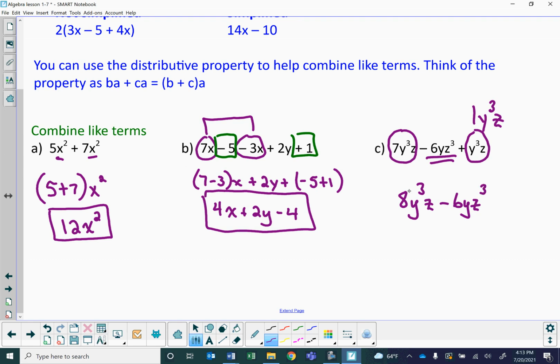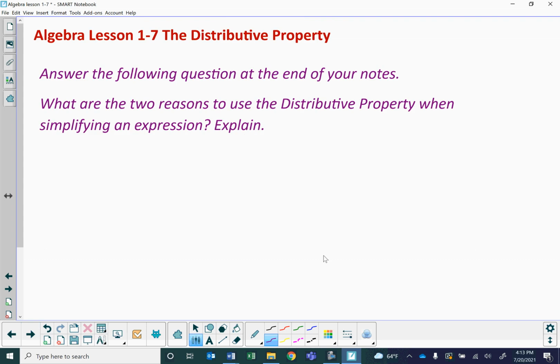I combine my like terms, the 7y to the third z and the 1y to the third z. That gave me 8y to the third z, and I don't have anybody to pair up with the negative 6yz to the third, so that just is left over. So those are your like terms, and that's as simplified as it can get because we cannot combine it with anything else. All right, your question for today.